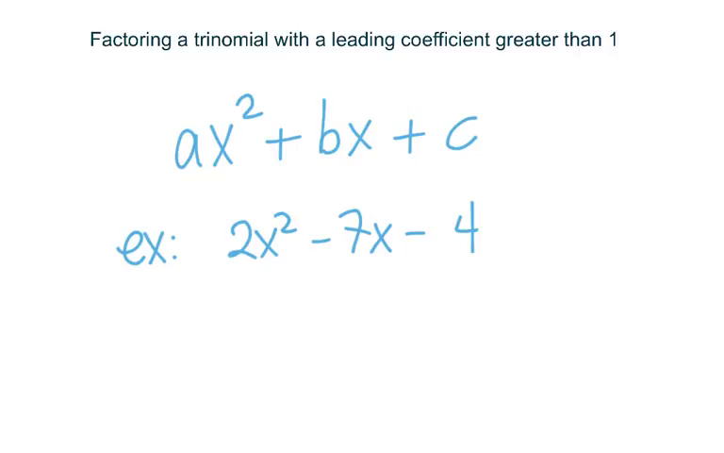Hi students, this is a video on factoring a trinomial with a leading coefficient greater than 1, hence this a here. A could be 1, but in this case we're talking about a being greater than 1. So an example of that would be 2x squared minus 7x minus 4. It gets a little more complicated than when we have a leading coefficient of 1. So let's have a look at this first one.